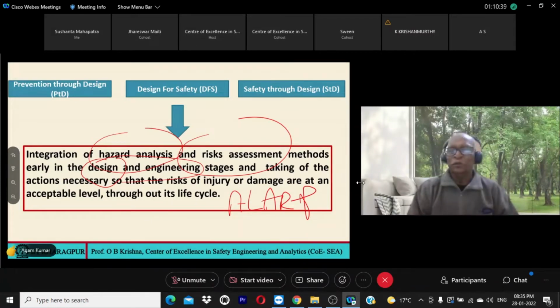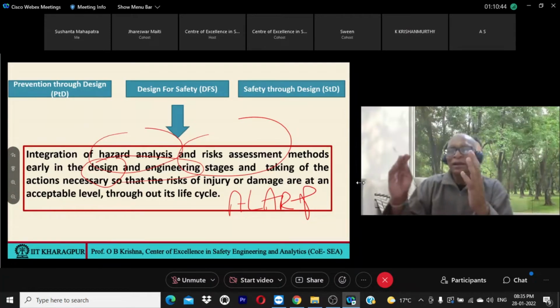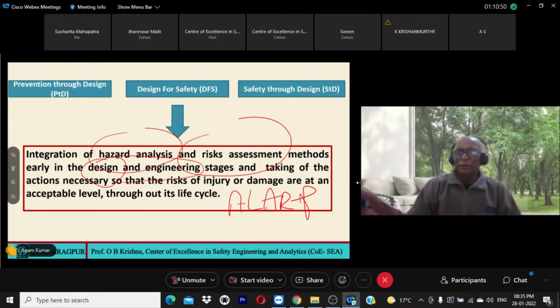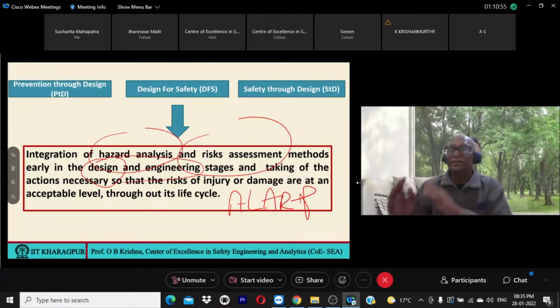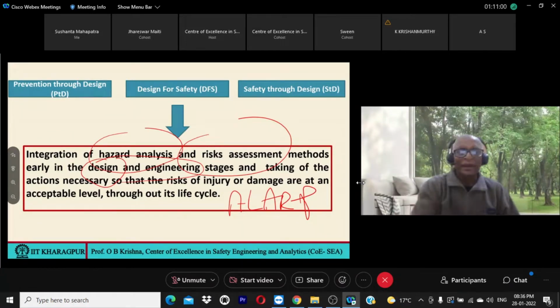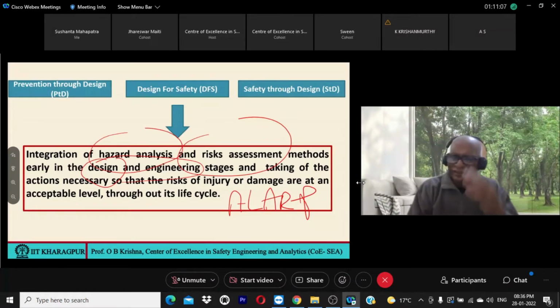This is throughout the life cycle, not only at the construction stage, not only at the operation stage, not only at the maintenance stage, not only at the decommissioning stage, but throughout the stages. The designers should think and bring interventions to the hazards which are going to come at different stages, at the design or engineering stage, like the banyan tree. That is what prevention through design is. It's very easy to tell.